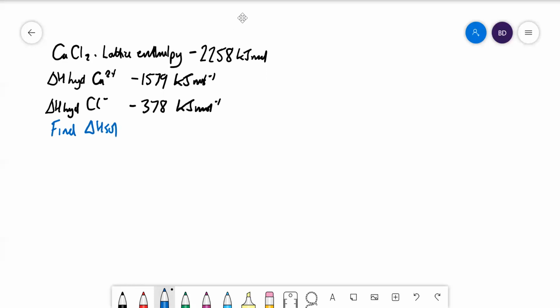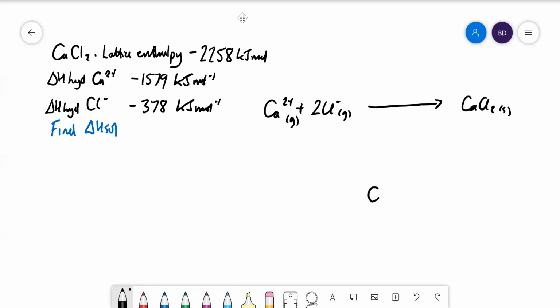Once more, let's construct the energy cycle, where we're going to have calcium 2+ gas and 2Cl- gas going to the ionic solid. Down here we're going to have the aqueous ions. This is our delta H sol, this is what we're going to try and find out.